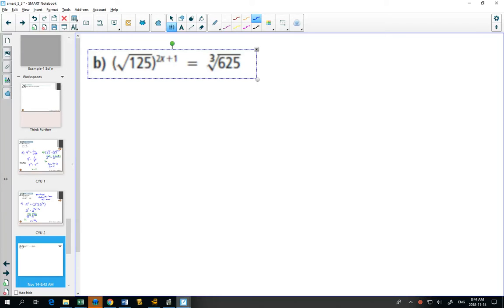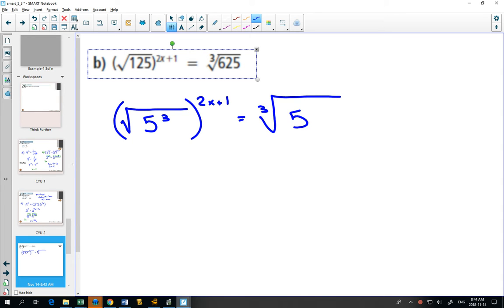125 to the 2x plus 1, equals the cube root of 625. Are those numbers on the same column of your powers chart? Probably. They're both powers of 5. So we can change this to 5 to the 3, and we can change this to 5 to the 4. I want to get both sides as a base of 5. I've got some extra stuff here.